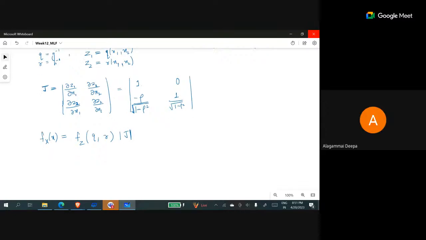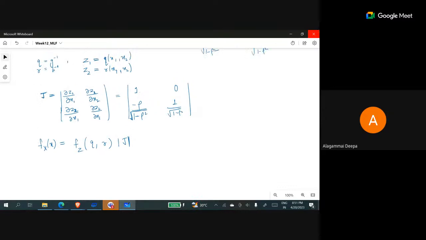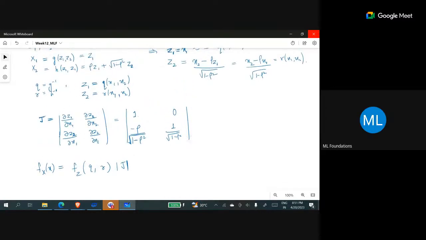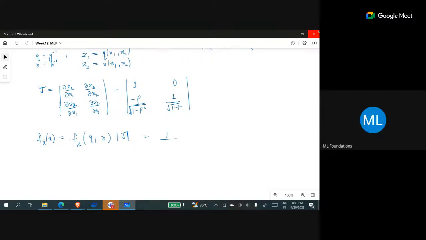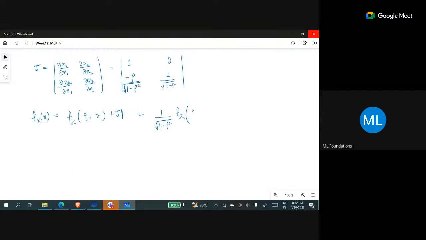So what is the determinant that you get here? The determinant you get is 1 by under root of 1 minus rho square. And you have fz of x1 comma x2 minus rho x1 divided by 1 minus rho square, right? So you already know what the joint distribution for z is. Just substitute it there and you will get the density.